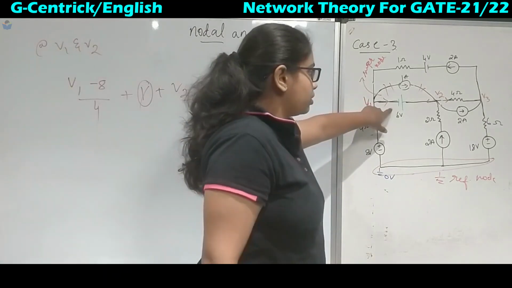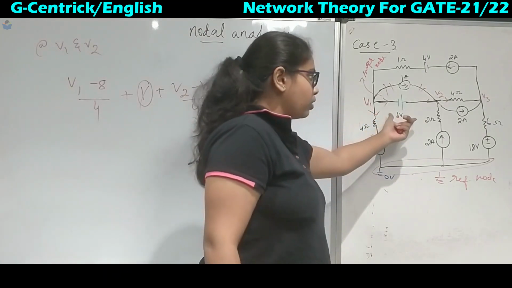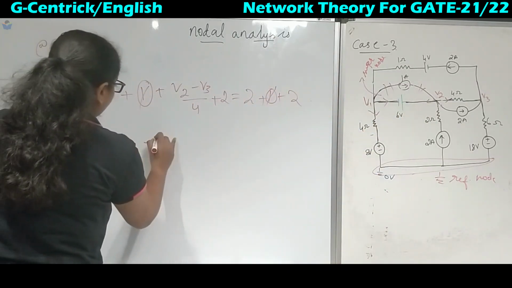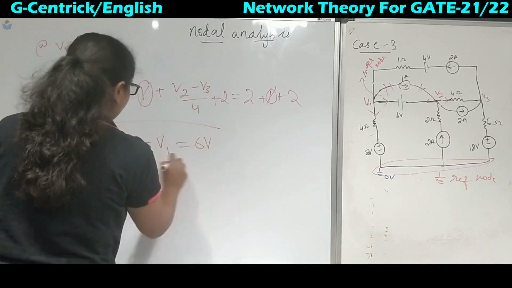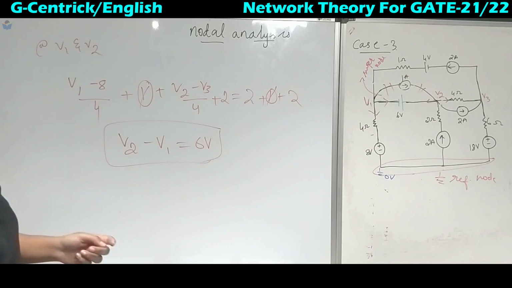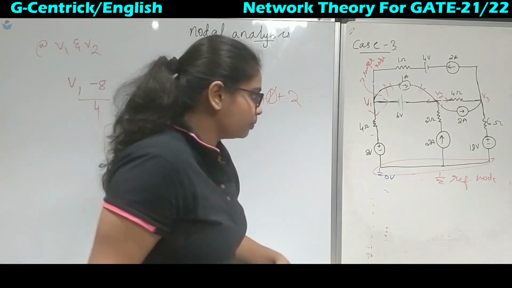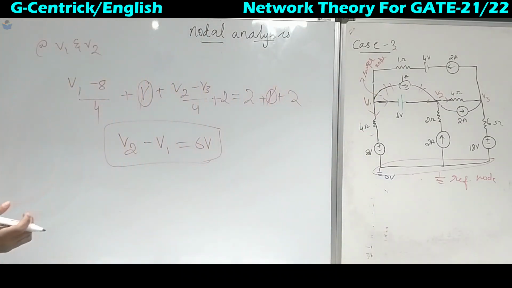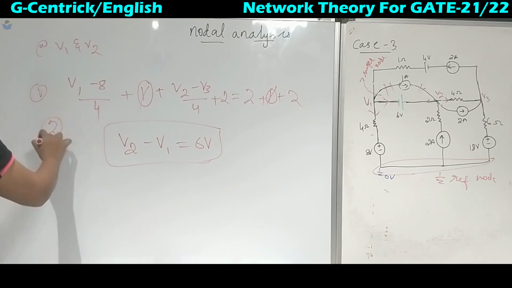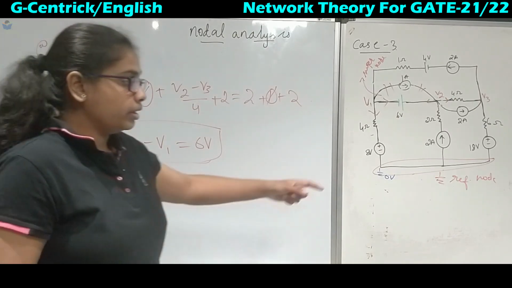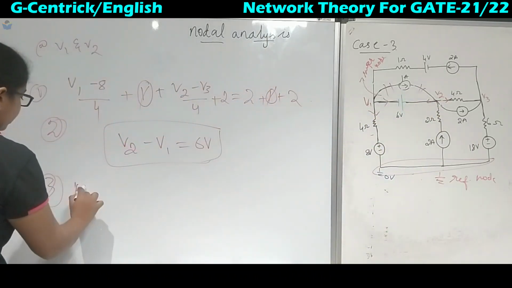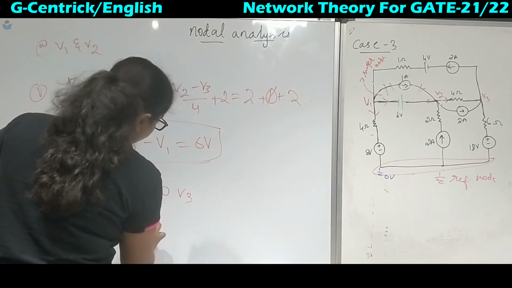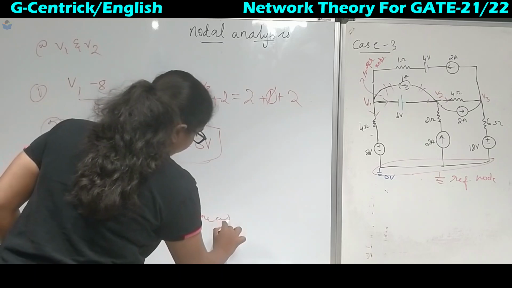Now the equation for the supernode we have not written. So V2 minus V1 is equal to 6 volts. If the assumed higher potential is different, then we will get a negative answer for that. V2 minus V1 is equal to 6 volts. So this one equation is reduced already, 1, 2, and the third equation we will get from node 3. So apply nodal analysis at V3. This will be the same as the previous equation.